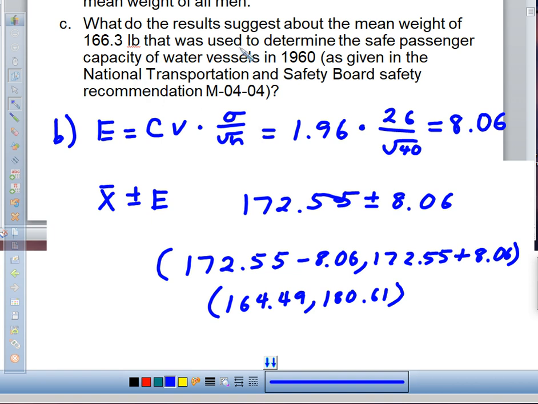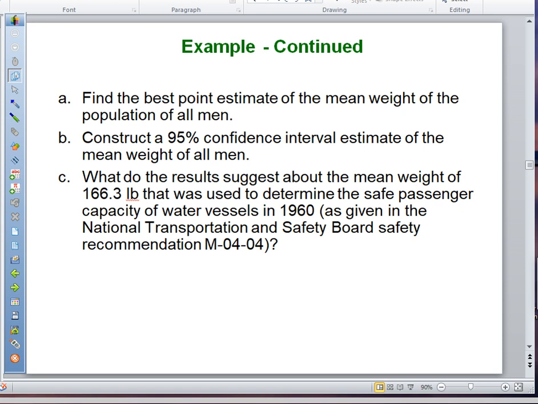And then what do the results suggest about the mean weight? Well, the mean weight, 166.3, is in this range. But honestly, if I'm thinking about safety, I would rather be more hedged towards the higher end, because if you screw that up, all sorts of bad things happen, right? You want to pick a number closer to the higher end just to make sure you're covered in case you're off. I'd rather be too high than too low if we're talking about passenger safety. Okay, so that's that one.